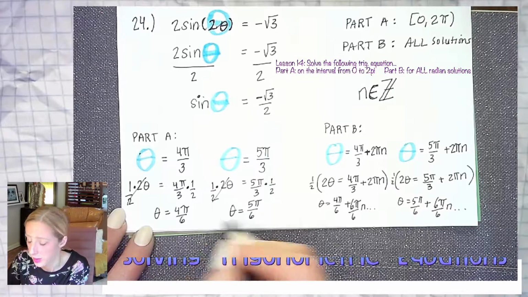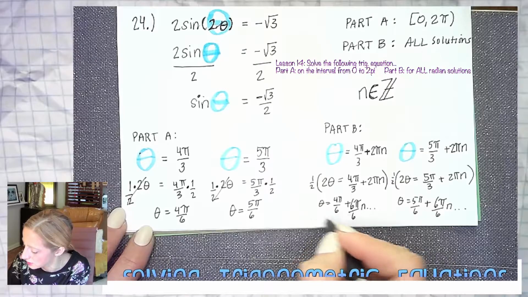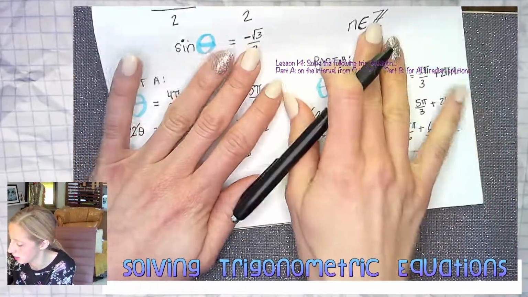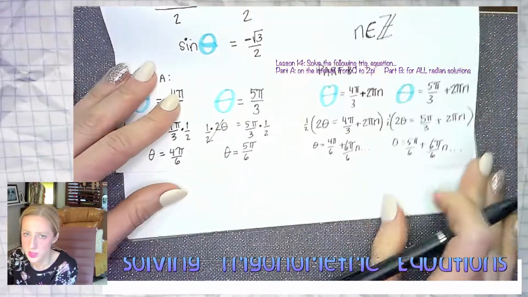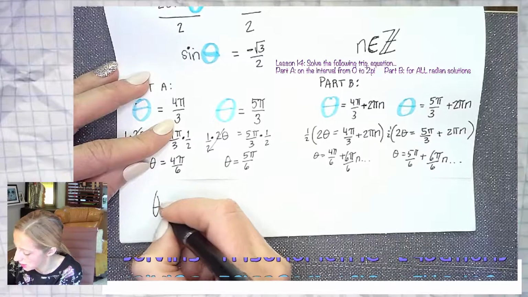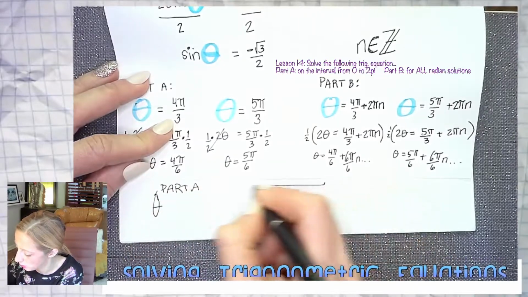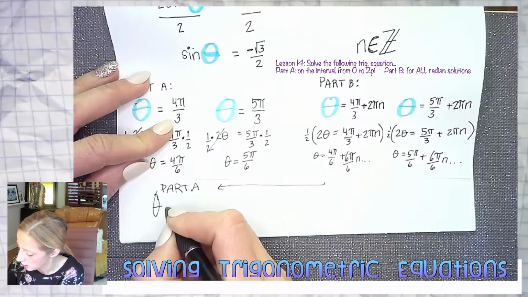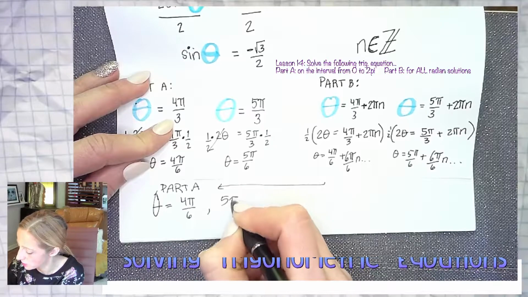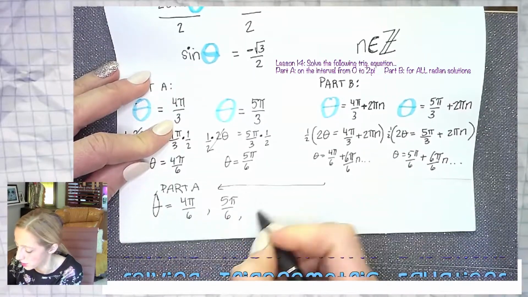Now, if I add 4 pi over 6 plus 6 pi over 6, can anyone tell me what that adds up to give me? So I'm going to get all my answers right here. So theta, this is really for part A, using part B over here. 4 pi over 6 was an answer, comma, 5 pi over 6 was an answer. But if I add 6 pi over 6 to 4 pi over 6, what do I get?